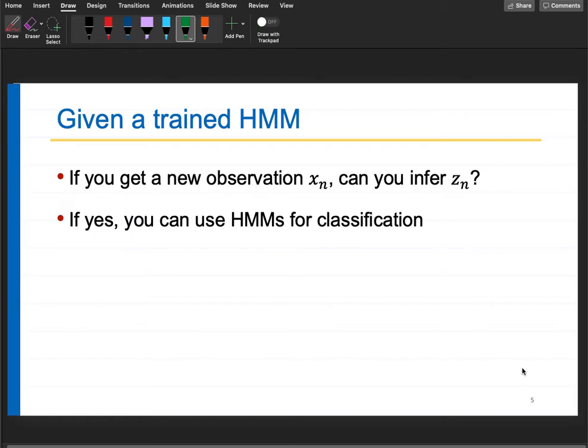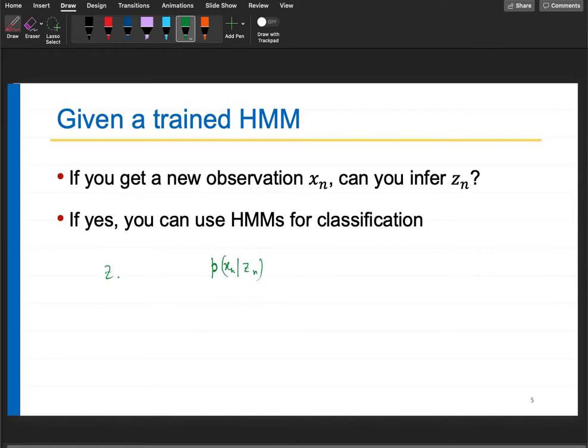Let us assume here, I am just given one sample. Can you infer the Zn from Xn? How will you do that? Maximum likelihood approach. Okay, tell me what will you use? What is the likelihood? Very good. Probability of Xn given Zn. This is the likelihood, and you want to maximize this.